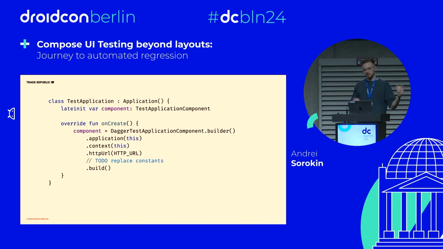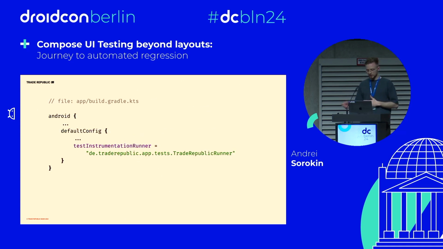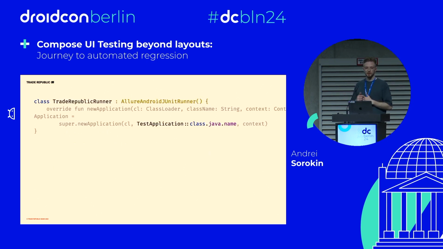You can set up a separate test application, and then you can centralize your dependency graph. And then you can swap out some constants like a base URL or anything that you would like. And then to actually use it in the test, you need a test instrumentation runner. For us, we created it extending the Allure runner because we needed it to create a folder for reporting, to later be used with its tooling to send the data to Allure so we can store it in one system with our manual test cases.